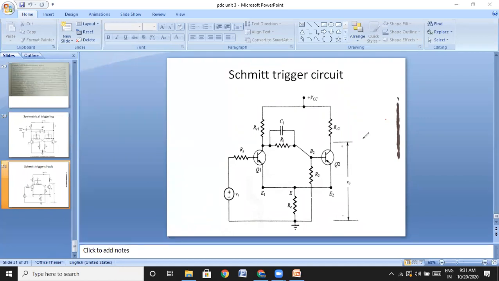That means, after this concept, the theory part of your third chapter is completed. Now we only have problems. Now we will start our class.